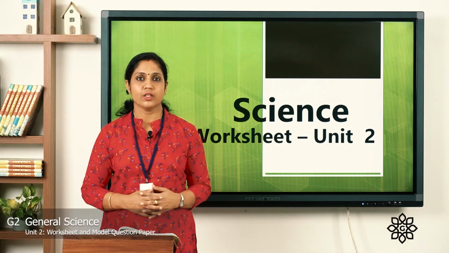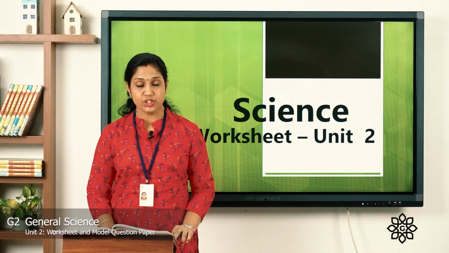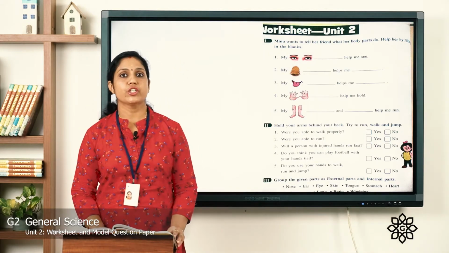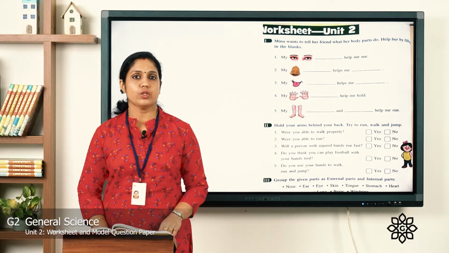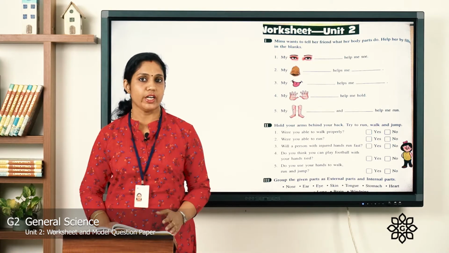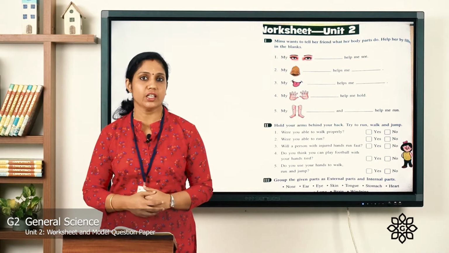So you can open your science text and we have page number 52. We have worksheet unit 2. In this worksheet, you have the questions based on previous chapters, that is body and internal and external organs. So now let's read the questions.